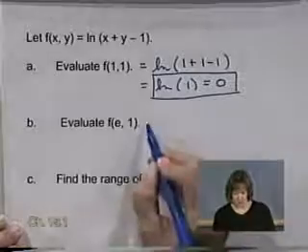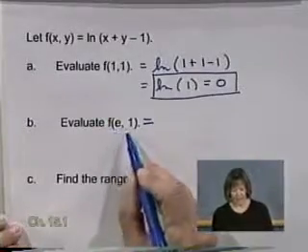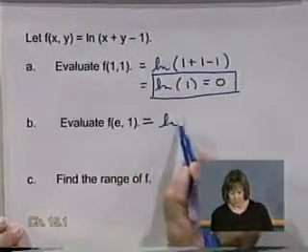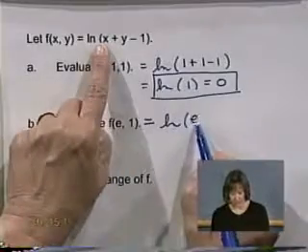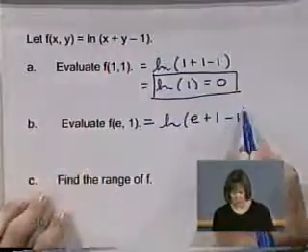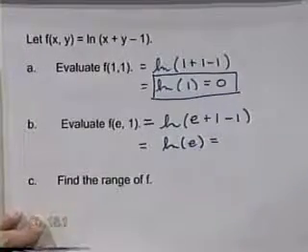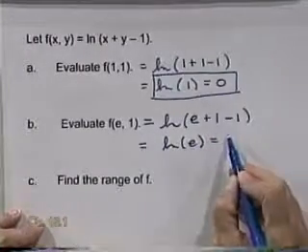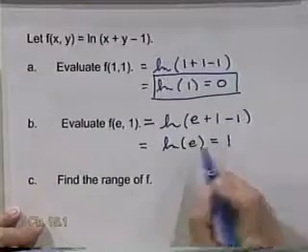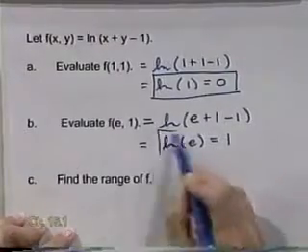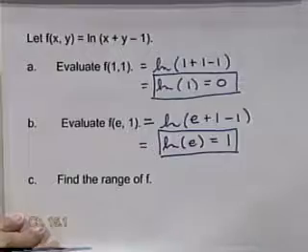Okay, let's try this one. We want to evaluate f of e comma 1. We're going to take the natural log of e goes in for x, 1 goes in for y, and we have the natural log of e. Remember, it's the natural log of e. It's 1. Because remember, e to the first gives me e. If you don't remember that, you want to put that on your little cheat sheet.